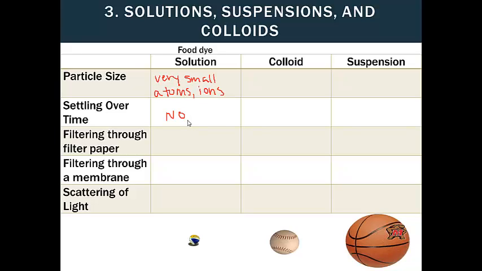Filtering through filter paper. So if you look at filter paper versus a membrane, filter paper is going to have bigger holes than a fine membrane. So solution particles are very, very small, which means that they can pass through both. So because the particle size is so small, kind of like a pasta strainer, it catches the things that are too big to go through the holes. So the holes of the filter paper and the holes in the membrane are bigger than the solution particles.